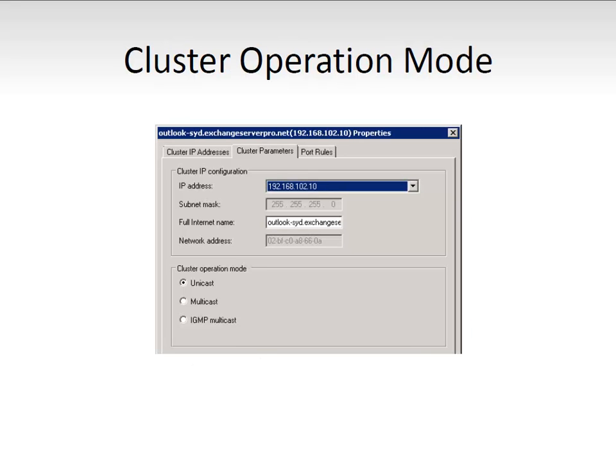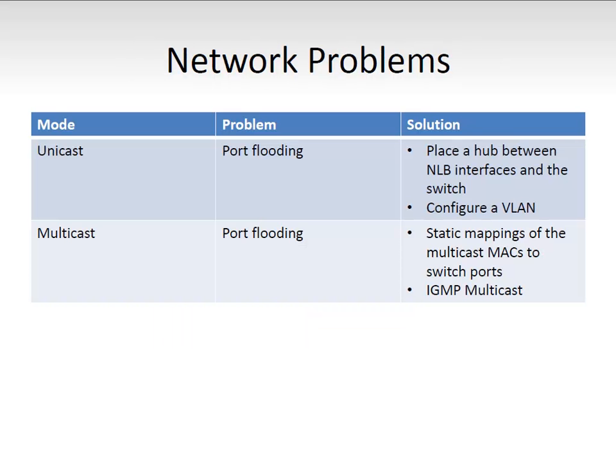In addition to the concerns about load distribution and persistence, there's also the problems caused by Windows Network Load Balancing and its different cluster operation modes. And those operation modes are unicast, multicast, and IGMP multicast. And these problems basically boil down to port flooding.